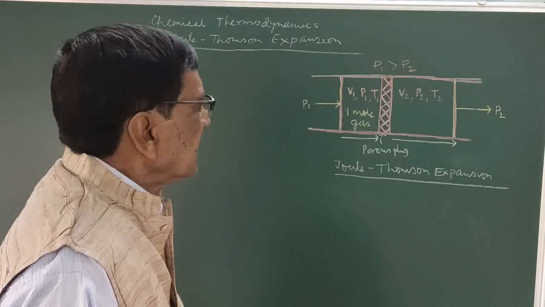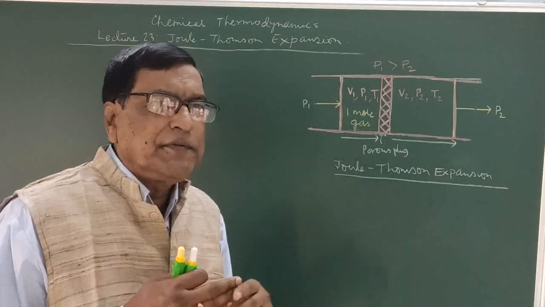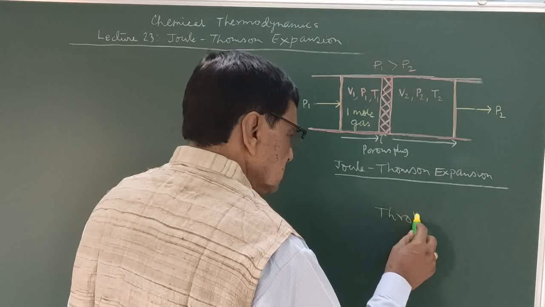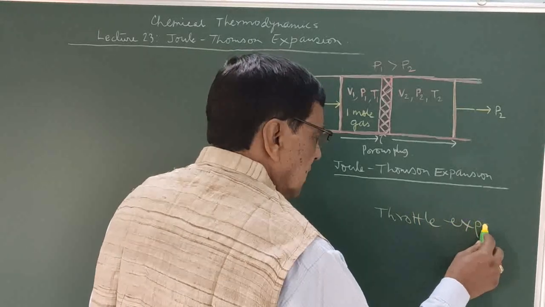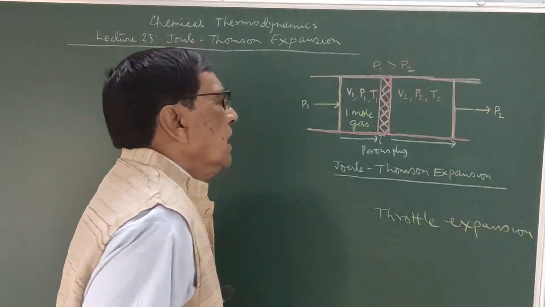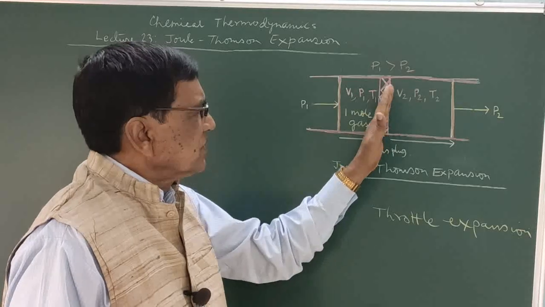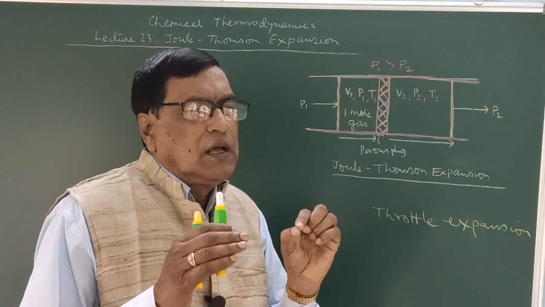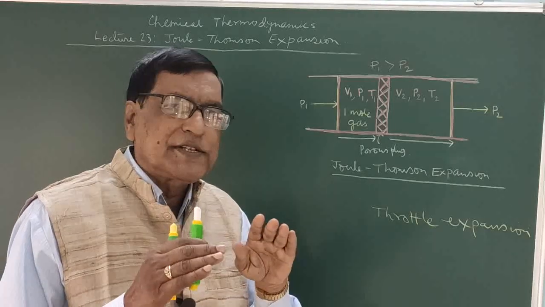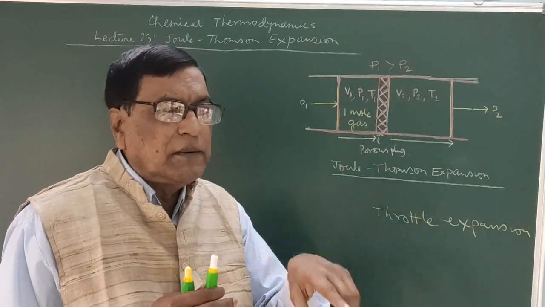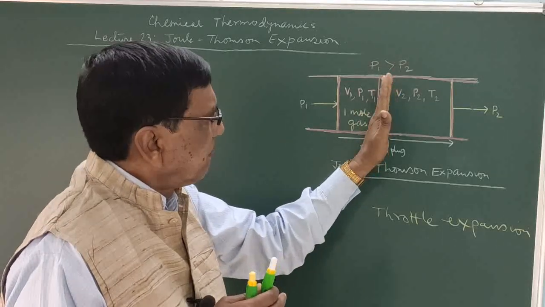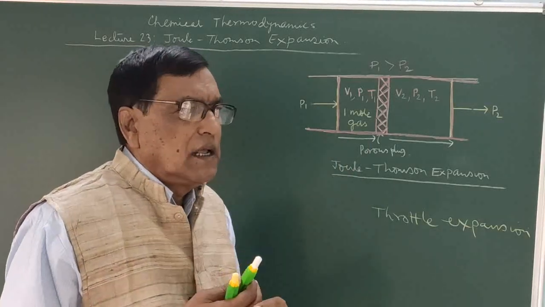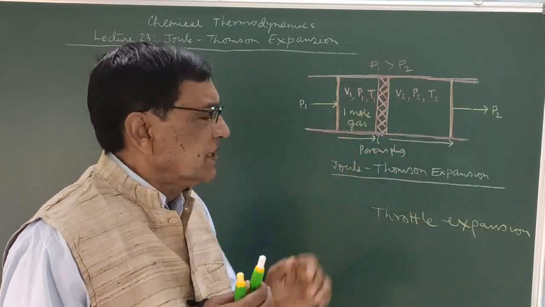with difficulty. And since the gas is flowing with difficulty, this is also sometimes called the throttle expansion. Whenever the gas passes through this constriction, and here it is the porous plug, or you can say small capillaries fused together and placed here, or a highly compressed cotton pack may be there, or say an earthen plate may also be placed here.